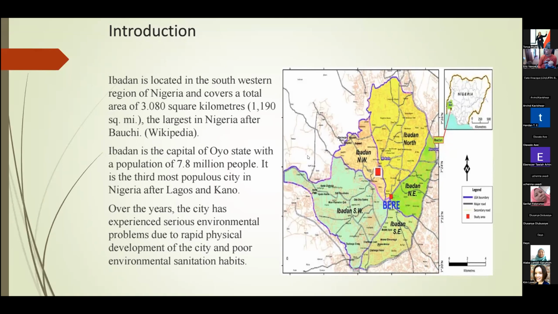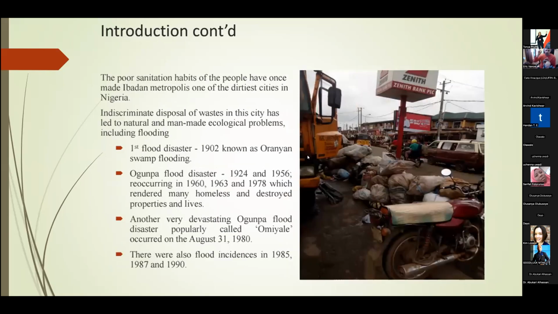Okay, Ibadan has had serious environmental problems because of the rapid development in the city, and also because of the environmental sanitation habits of the people in the city. Now, because of the population and because of the way people dispose waste indiscriminately, we have had problems leading to natural and man-made ecological issues in Ibadan. So the poor sanitation habits of the people has made Ibadan one of the dirtiest cities in Nigeria.